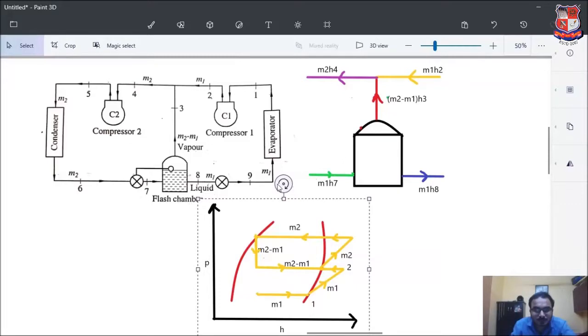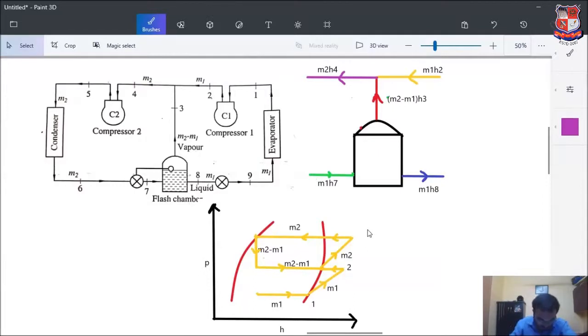Now if we see, from 1 to 2 is as usual our M1 mass which is passing through the compressor. From 2 to here you need to take care, because this M2 minus M1 mass is meeting M1H2 and it is getting converted into M2H4. One thing which is very important here and you need to take care of is that this is the condition of M2 minus M1, which is purely saturated vapor.